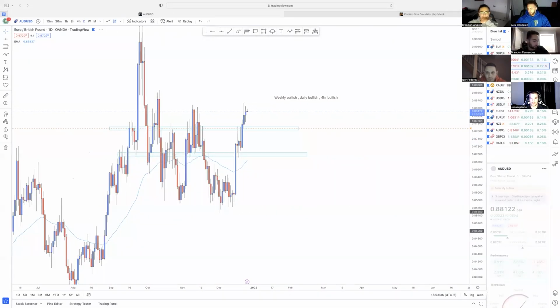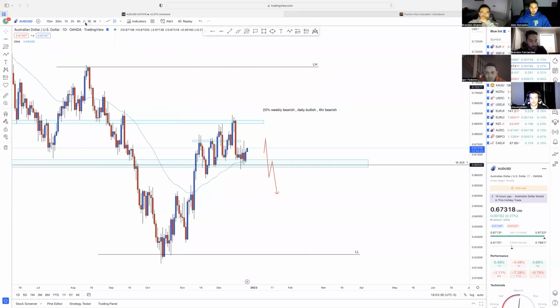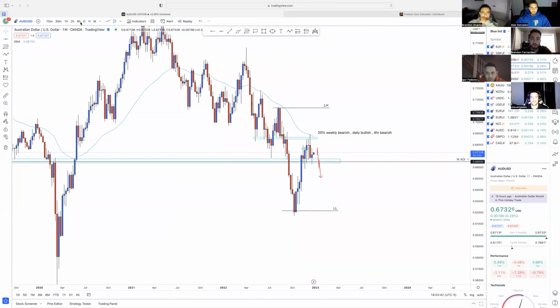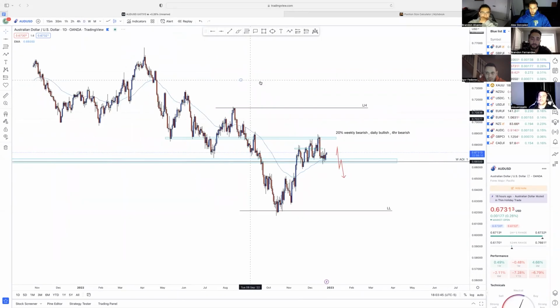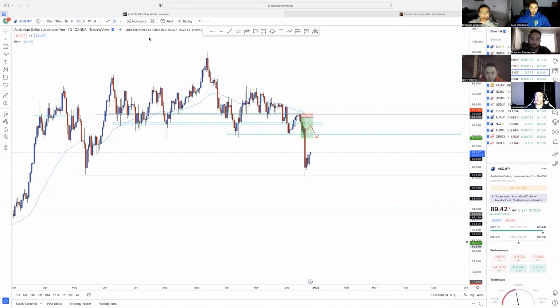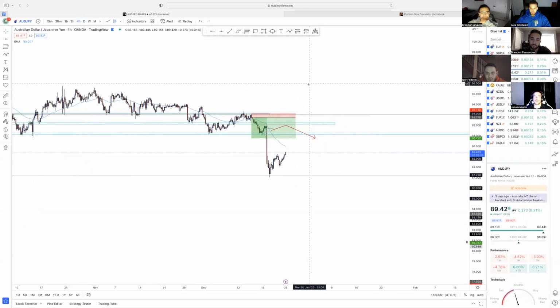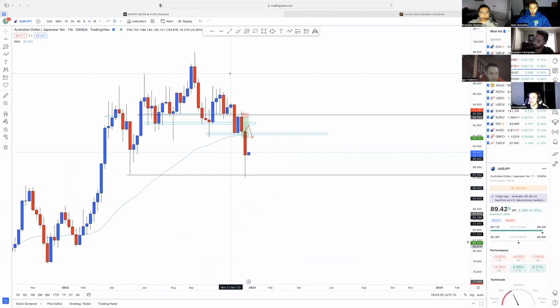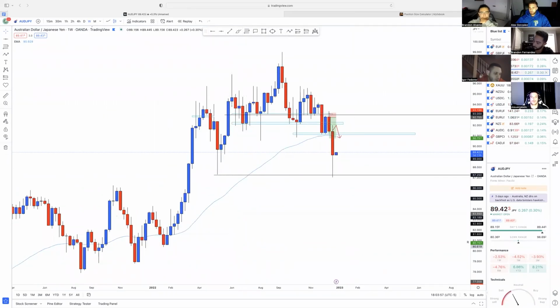Next, we have AUD USD. Really not that interested. AUD JPY, so annoying. I've been calling this. I didn't manage to get a lot of it, but same thing. I'm just waiting for the pullback of this level to take the trade to the downside.